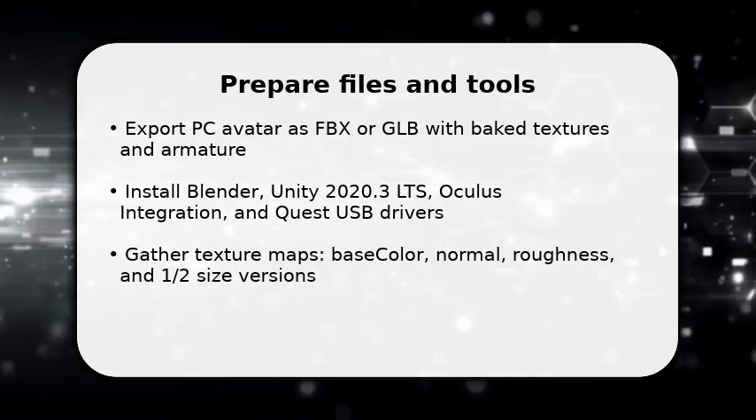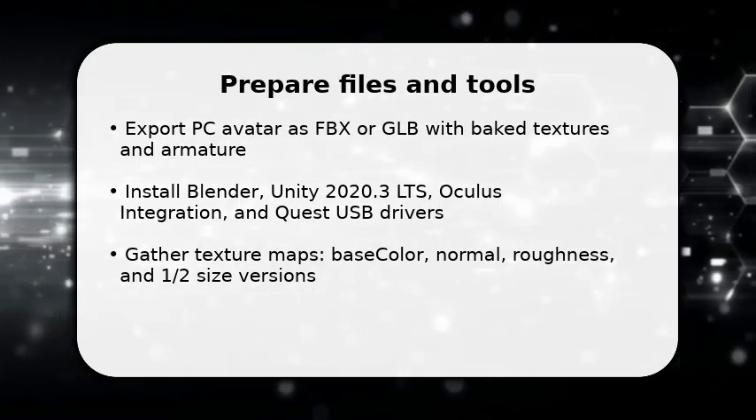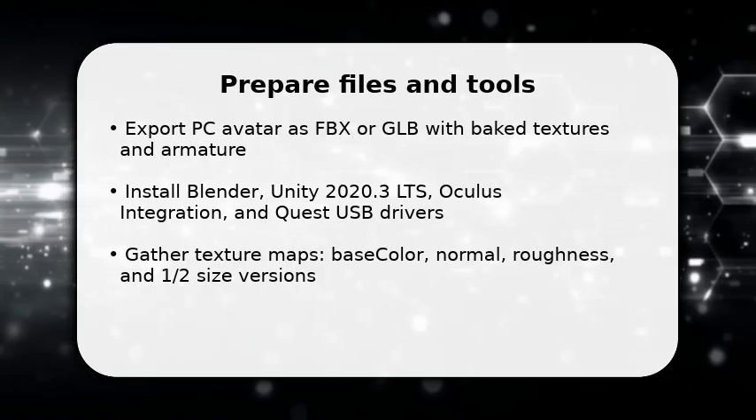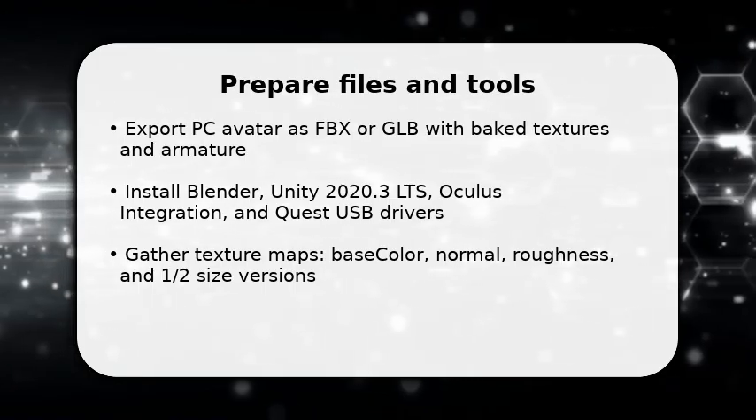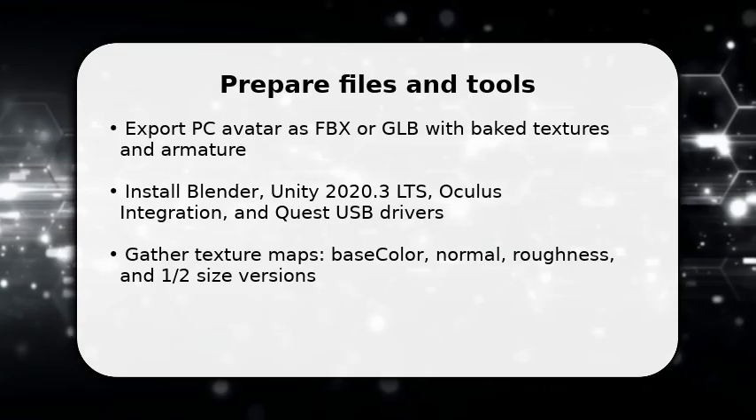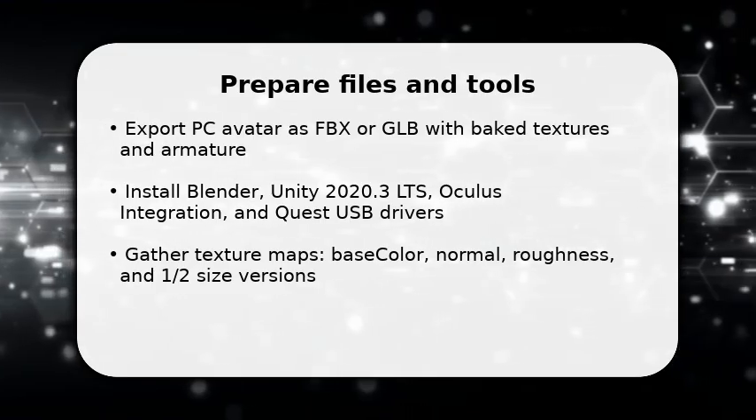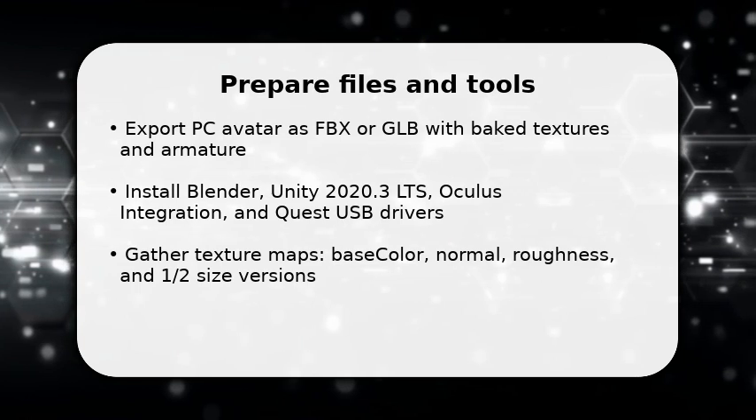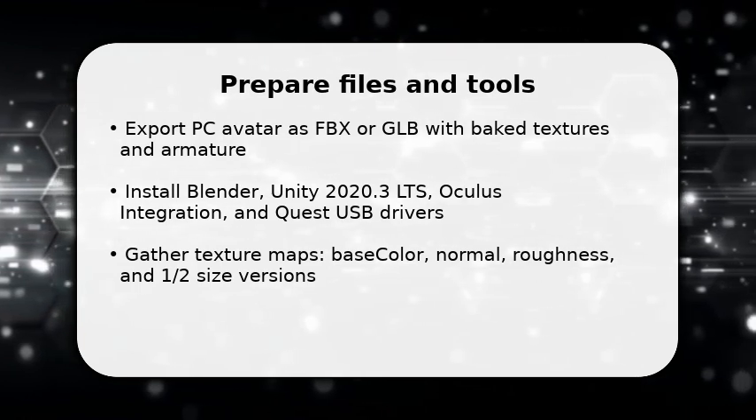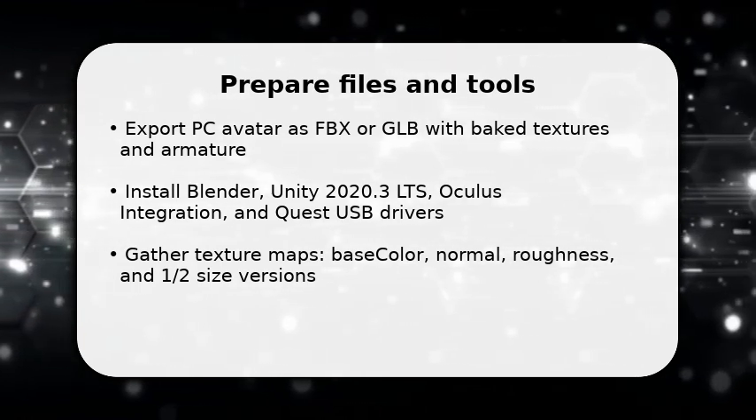Open Blender or your exporter and check vertex counts and triangle budgets. Quest prefers low to moderate poly counts. Once done, create 1/2 texture versions to save VR memory. And make sure materials use PBR metalness workflow, so Unity will import them predictably.